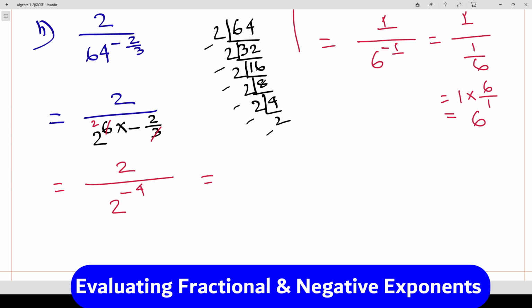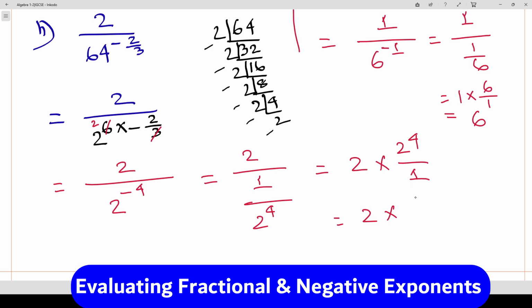Right? Now it will be 2 divided by 1 by 2 to the power 4. This one we can write, and finally we can write 2 times 2 to the power 4 divided by 1. So 2 times 2 to the power 4 means 16, and the final answer is 32. This is our answer.